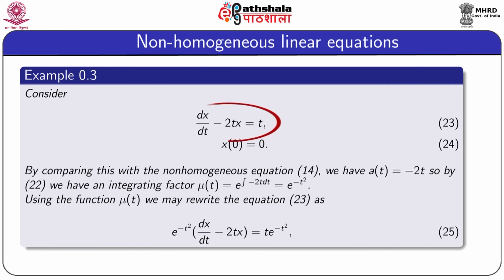We consider the example dx/dt minus 2tx equal to t with initial condition x0 equal to 0. By comparing this with the non-homogeneous equation 14, we can see that the function A t is equal to minus 2t, and therefore the integrating factor will be given by mu t equal to e to the power integral minus 2t dt. If you integrate this simple function, you will get the integrating factor e to the power minus t square. We next multiply this integrating factor to both sides of equation 23, and you will get equation 25, which is e to the power minus t square multiplied by (dx/dt minus 2tx) equal to t into e to the power minus t square.